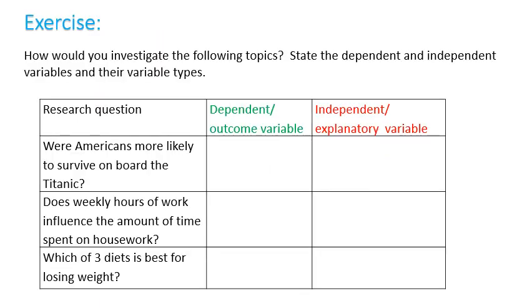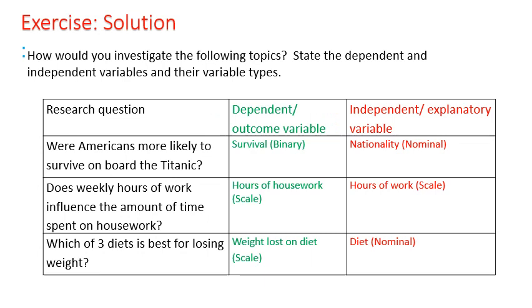So let us have this exercise. How would you investigate the following topics, and you state the dependent and independent variables and their variable types? Okay, so were Americans more likely to survive on board the Titanic? Survival is binary. Survive, died. And the independent there is the nationality. Okay, so we're Americans, so nationality.